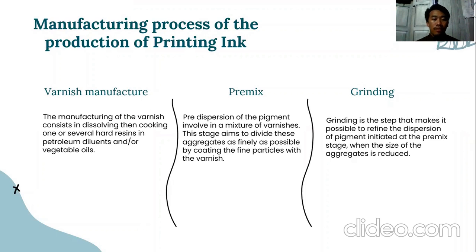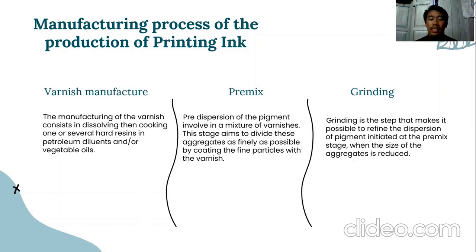First and foremost is the varnish manufacture. Manufacturing of the varnish consists of dissolving, then cooking, one or several hard resins in petroleum diluents with or without vegetable oils. Next is the pre-mix process, where the pre-dispersion of the pigment is done in a mixture of varnishes. This stage aims to divide the aggregates as finely as possible by coating the fine particles with the varnish.